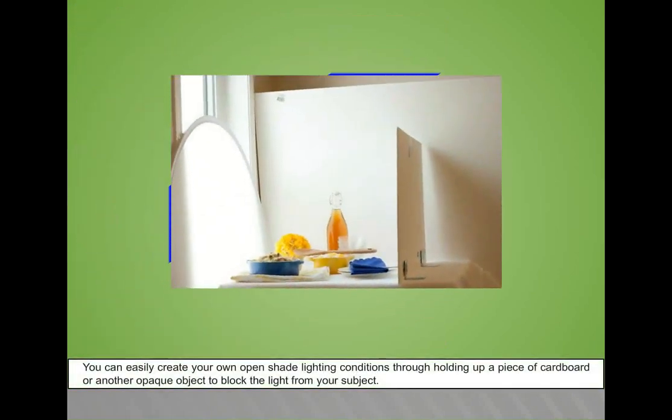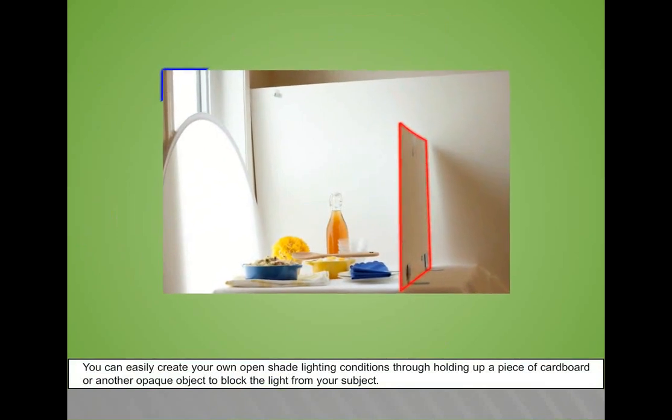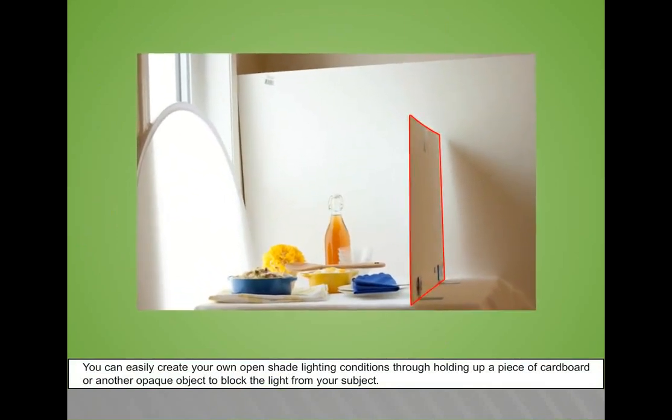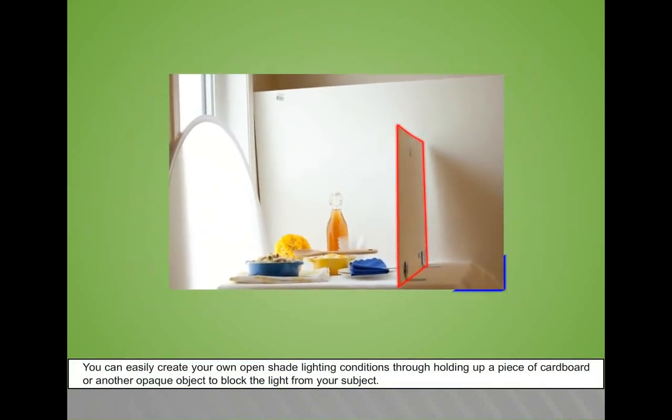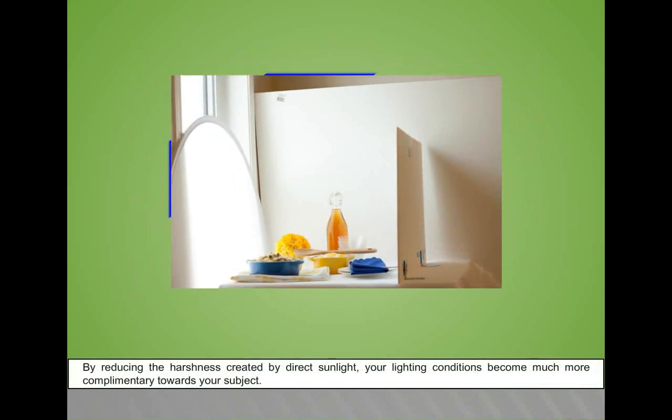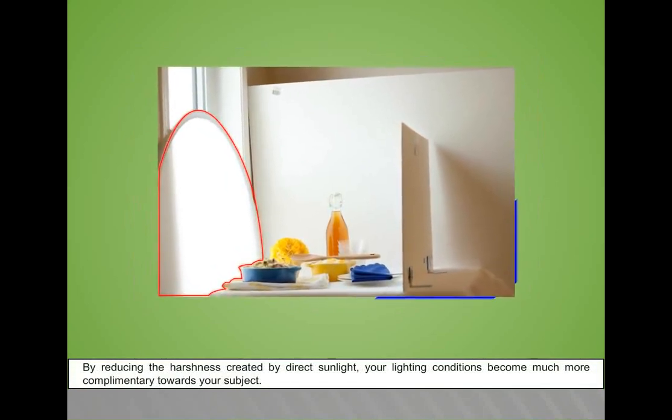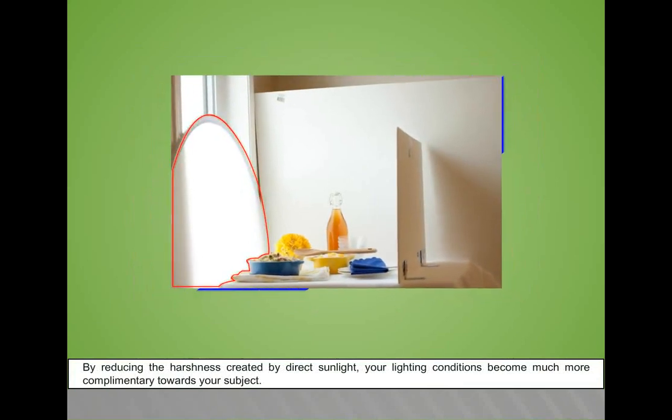You can easily create your own open shade lighting conditions by holding up a piece of cardboard or another opaque object to block the light from your subject. By reducing the harshness created by direct sunlight, your lighting conditions become much more complementary towards your subject.